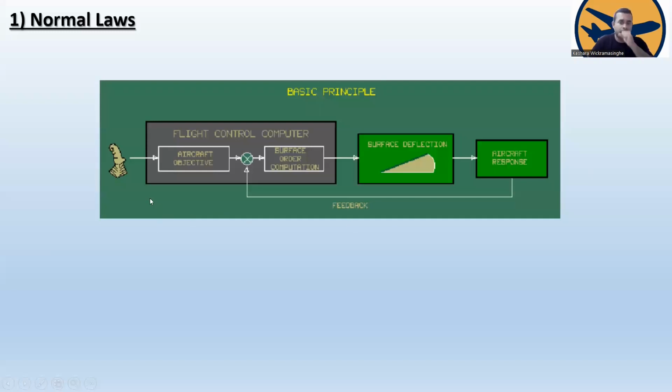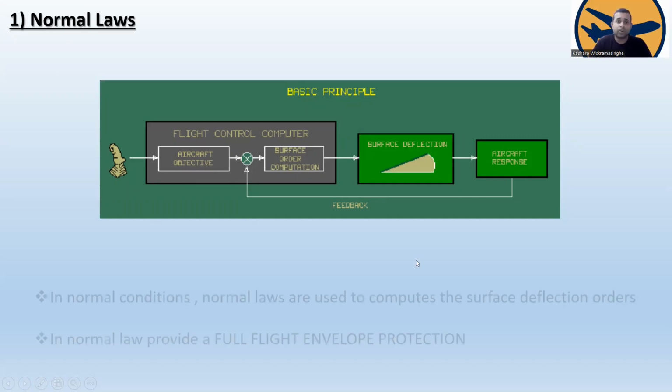You can see the basic principle over there. Here is the side stick, and it goes to the flight control computer. Inside it there are the aircraft objective and the surface order computations, and then it goes to the surface deflection, and then the aircraft response, and then the feedback goes to the flight control computer again.